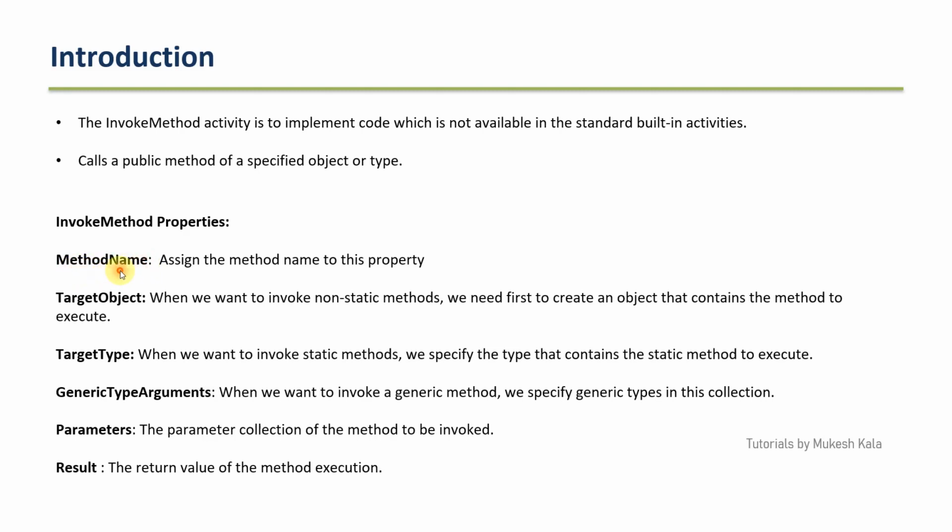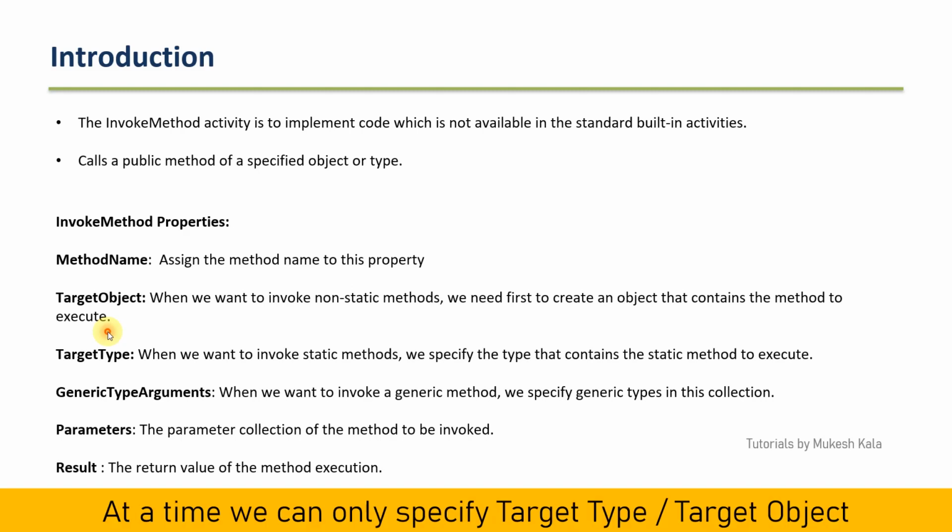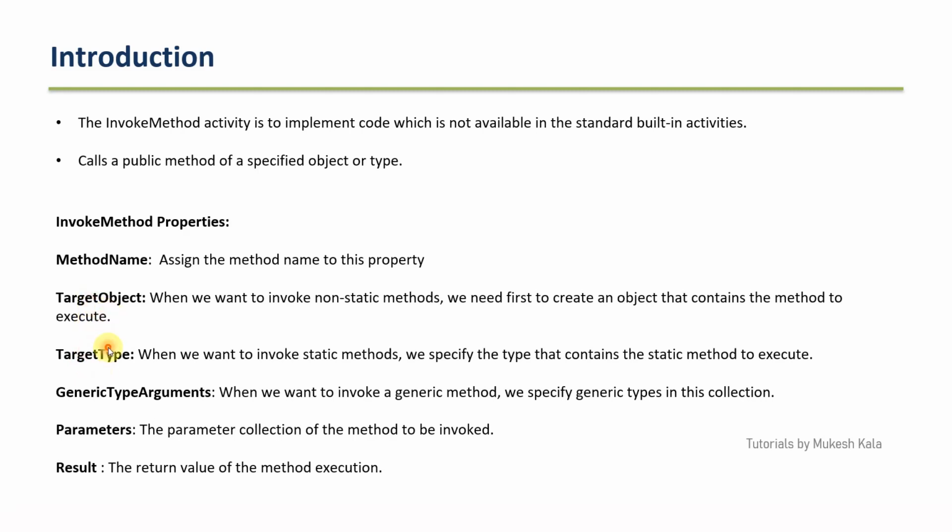What do you want to do? The next thing, there are two parameters. One is the target object and the other is the target type. One point to remember here is that whenever you are using the invoke method activity, either you can use the target object or you can use the target type. You cannot use both of them together.